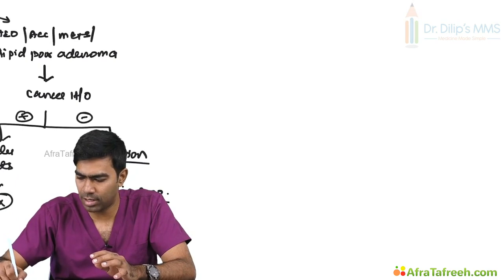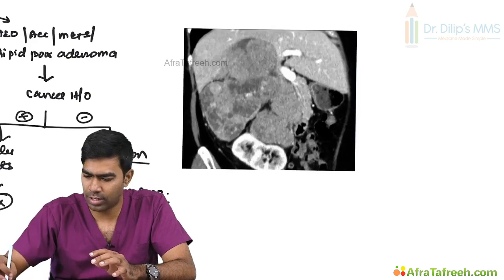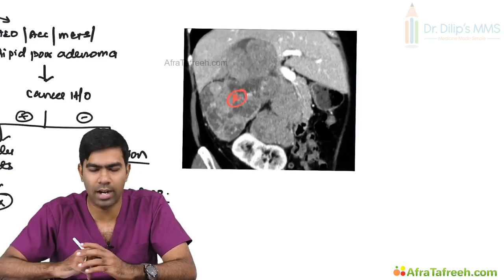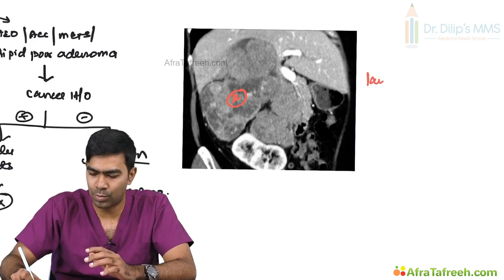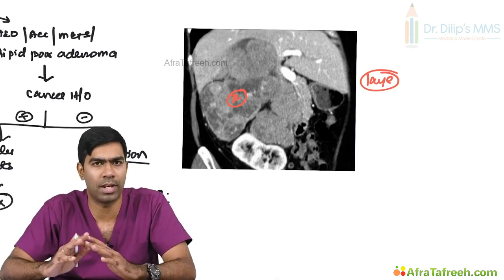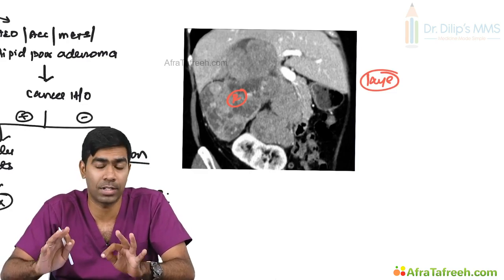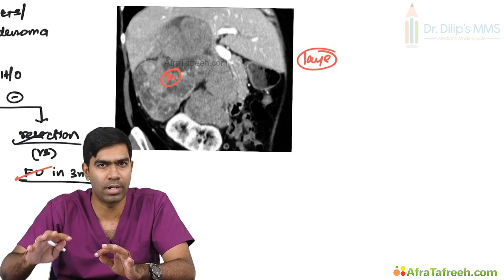adrenocortical cancer and how it's going to look like. So this is an example of adrenocortical cancer where you are seeing a right adrenocortical cancer, which is very, very large. Any tumor size more than 4 to 6 centimeters is likely to be a malignant lesion. And especially if it's more than 6 centimeters, 97% chance of being malignant. So be very clear about that.